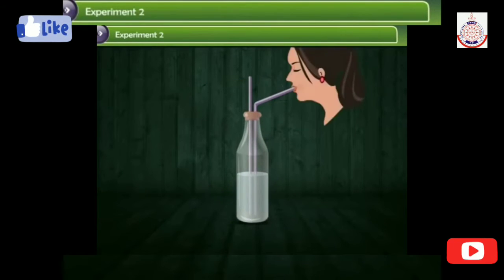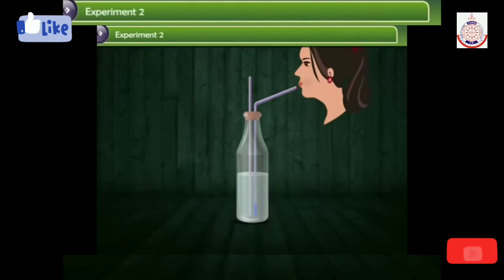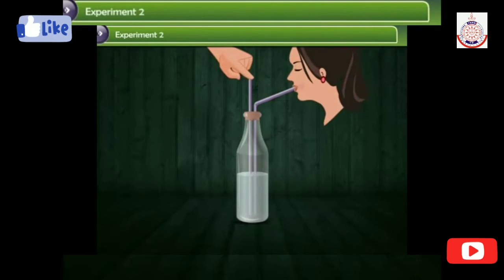Next, try to sip some water through one straw with the second one left open. Now again try to sip water, but this time close the second straw by keeping a finger pressed over it.